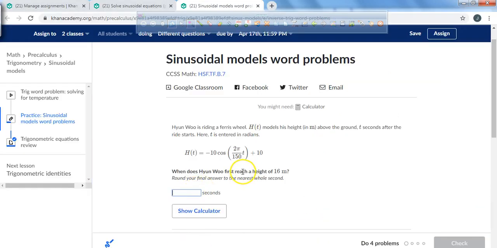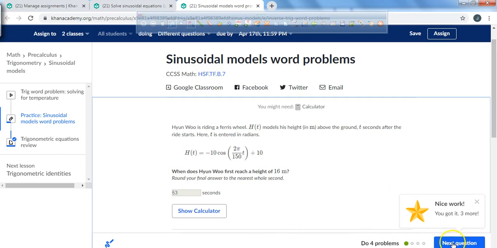I'm going to type in 53. Cross my fingers. Woohoo! We got it. All right.